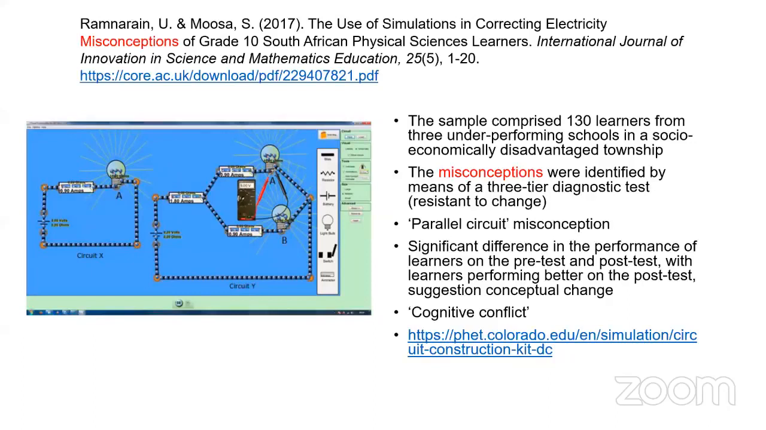We then administered a post-test to try and understand, is there any shift in their understanding? And statistical analysis of the data that was collected revealed that there was indeed quite a significant difference in performance of learners on the pre-test and on the post-test, with learners performing much better on the post-test. And this suggested to us that this intervention using the simulation did result in a conceptual change. So the question is, how can we explain this result?